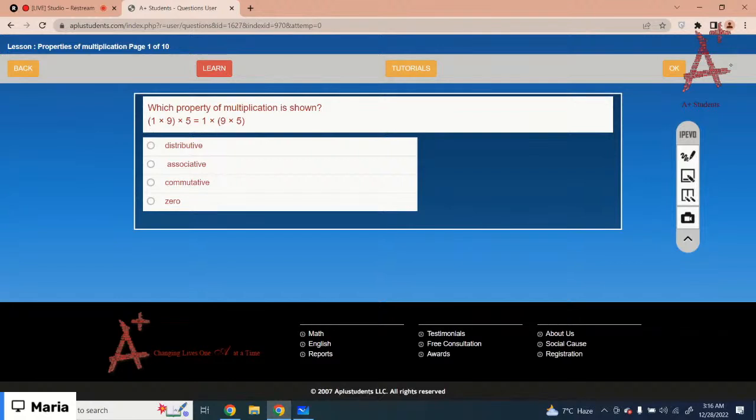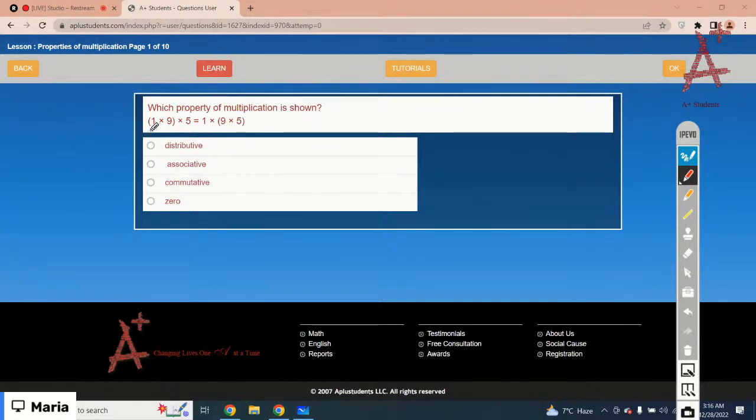Yes, it would be whenever three of the numbers are involved and the brackets are involved, that means it is the associative property. Got it? So yes, on both sides the numbers are the same, 1, 9 and 5. Here you have 1, 9 and 5, so the order doesn't matter in case of multiplication. Got it? So it is the associative property. Got it?